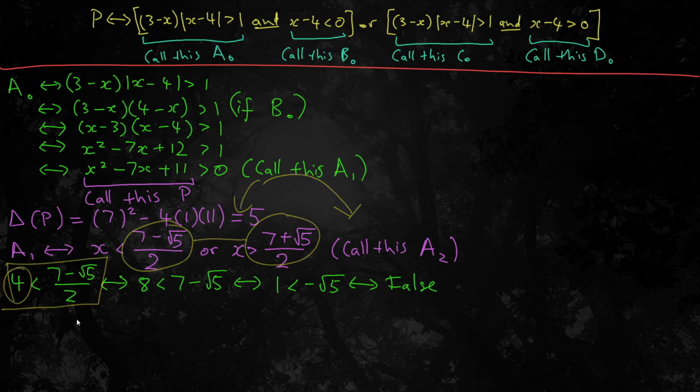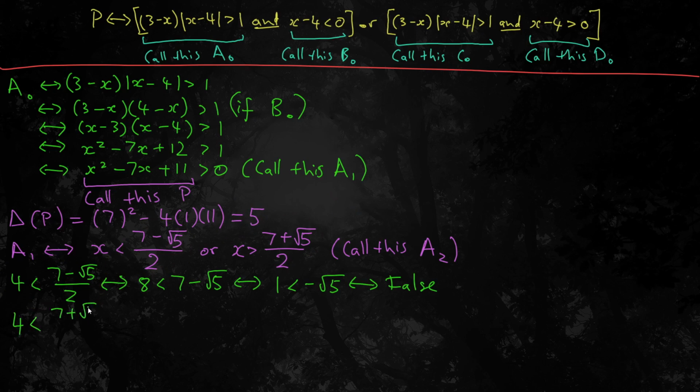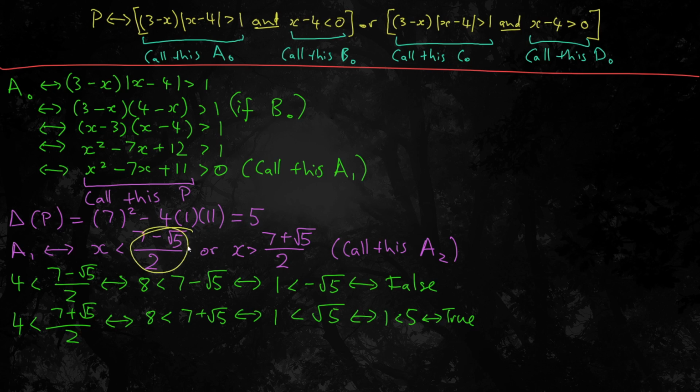So let's try and work out where it is. So again, I'll hypothesize that 4 is less than, this time, the larger of the two roots. Just do a bit of working here. 8 is less than 7 plus root 5. 1 is less than root 5. And this is true, right? 1 is less than 5. So we can square both sides, and it becomes really clear that this is true. And so what that tells us is that 4 is somewhere between this solution and that solution. So at this point, we're basically done with this case.